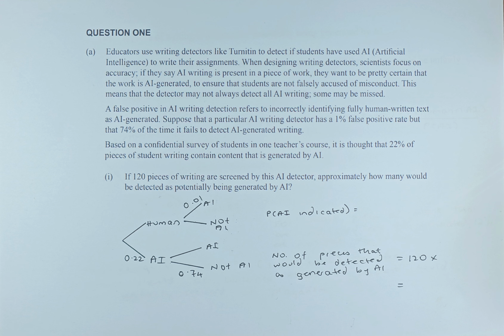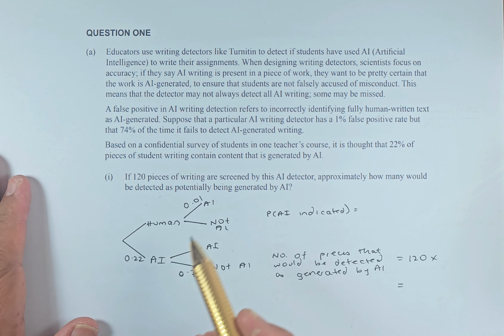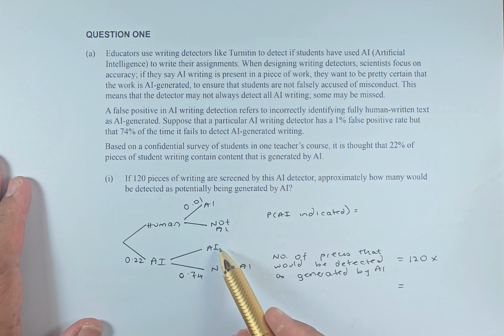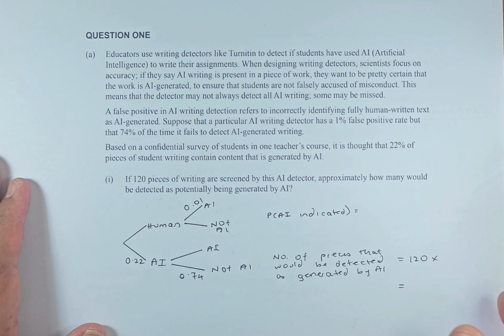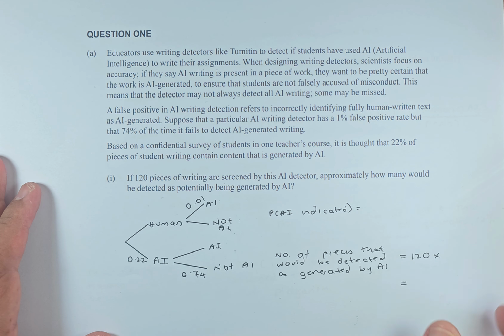So if 120 pieces of writing are screened by the AI detector, approximately how many would be detected as potentially generated by AI? Okay, so we need to do this probability tree. So done by human or done by AI, and then is it AI or not AI. So we're going to read the question carefully and put in the numbers.